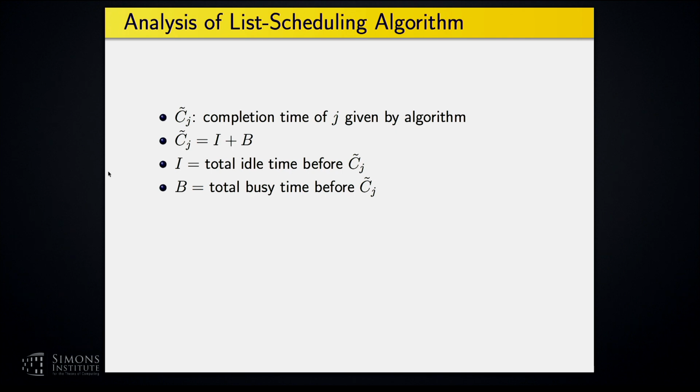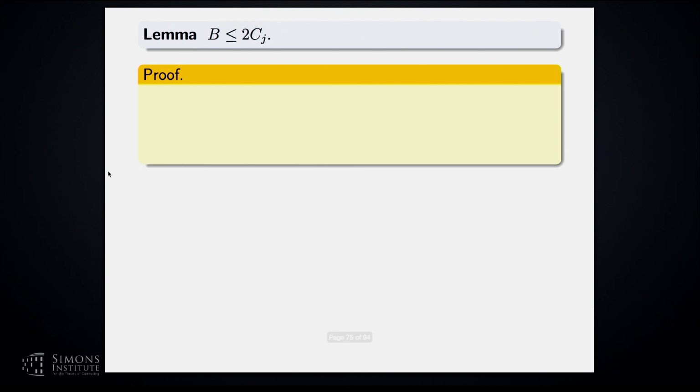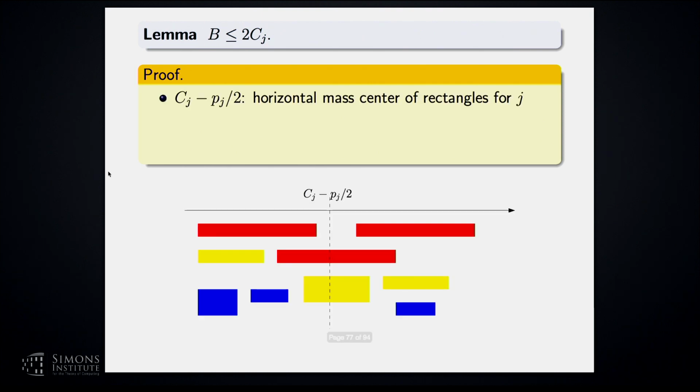That's the definition. So idle time slots, I can bound by 2 Cj. That's known. And busy, I can also bound by 2 Cj. So that gives you a 4 approximation. But I'm going to show this proof for busy time slots. It's actually very straightforward. You have this picture of rectangles in mind.